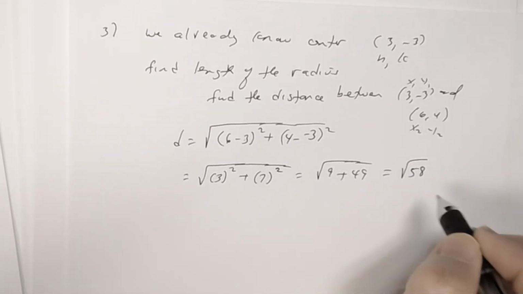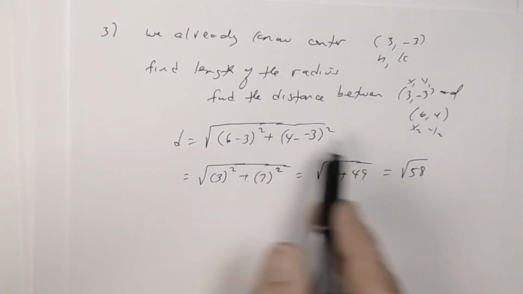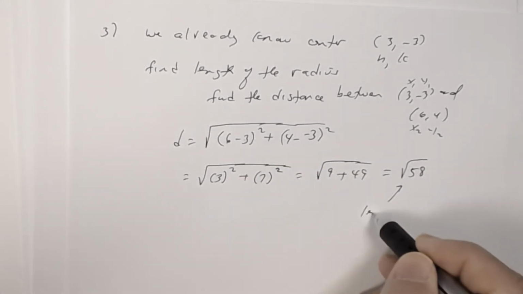Now don't simplify this. Leave that alone, because at the end, remember you're going to be squaring it. So leave it alone. Don't simplify that. Don't make things difficult on yourself. So that's the length. This right here is the length of the radius.